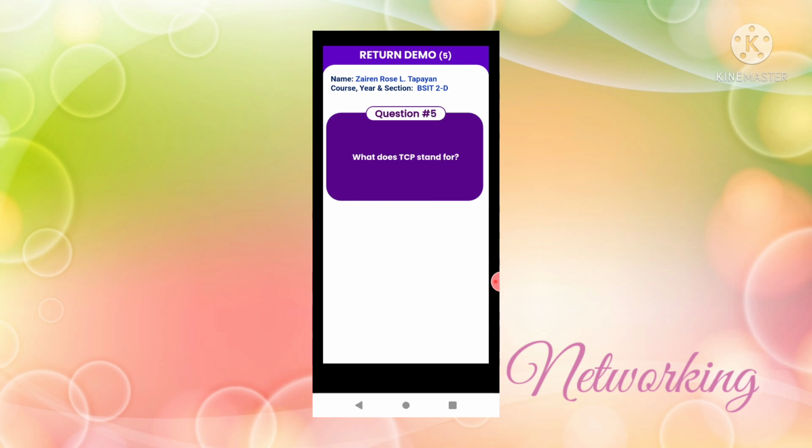Question number 5. What does TCP stand for? TCP stands for Transmission Control Protocol, a communication standard that enables applications, programs, and computing devices to exchange messages over a network. It is designed to send packets across the Internet and ensure the successful delivery of data and messages over networks.